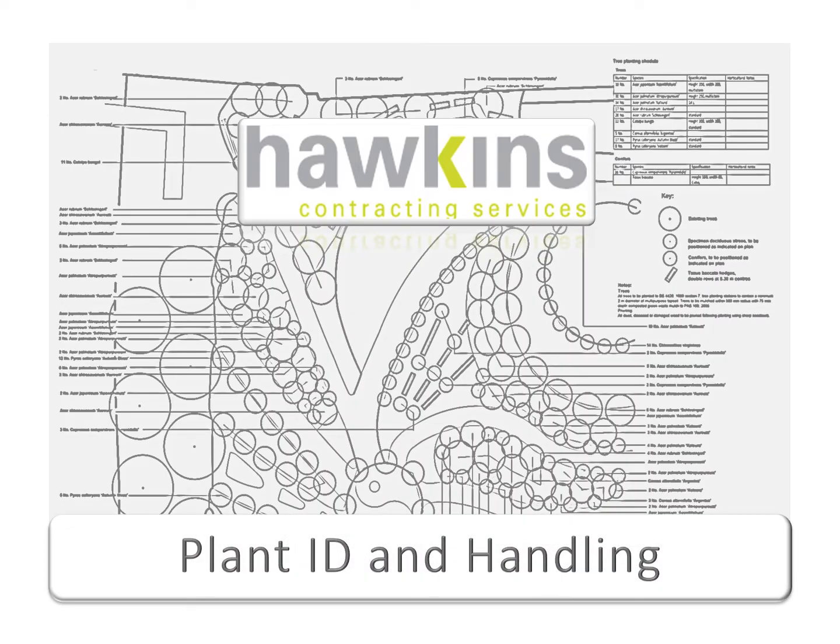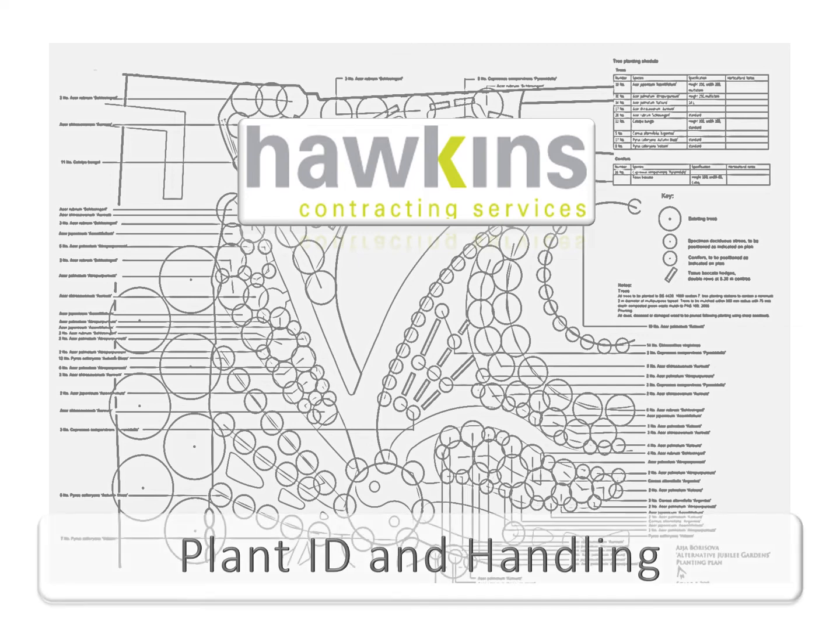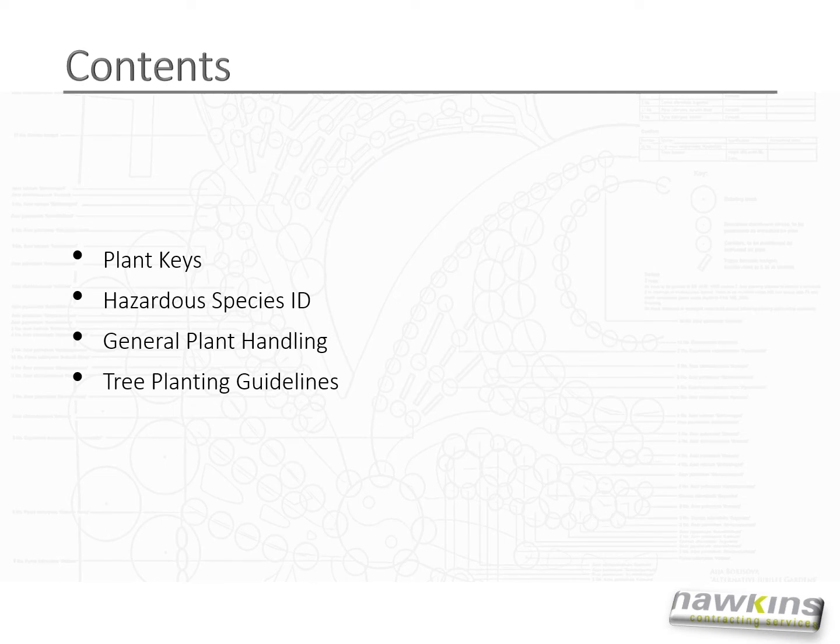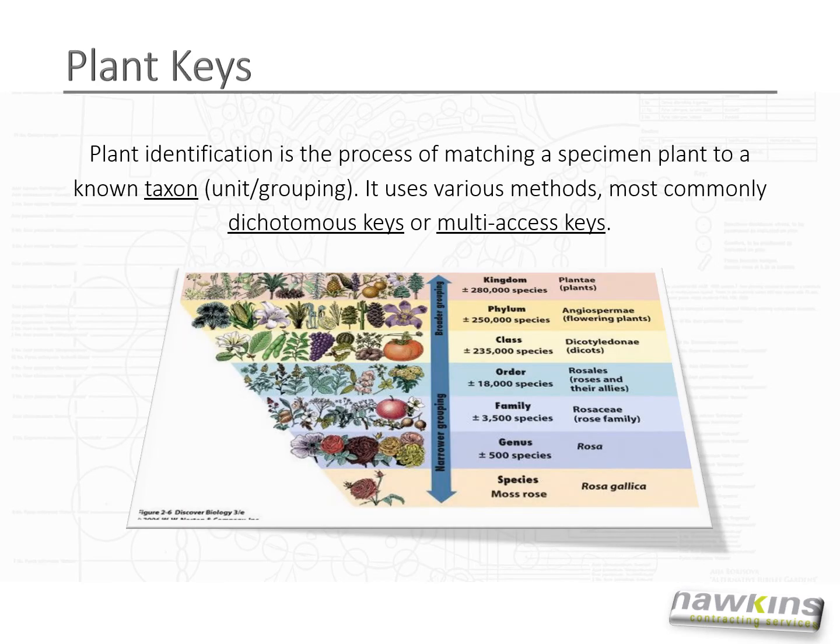Our last and final topic is plant identification and handling. In this refresher training, we will talk about plant keys, hazardous species identification, general plant handling, and tree planting guidelines. Plant identification is the process of matching a specimen plant to a known taxon. It uses various methods, most commonly dichotomous keys or multi-axis keys.